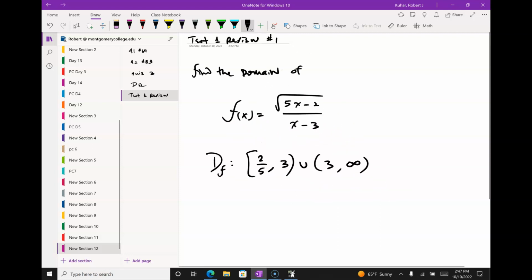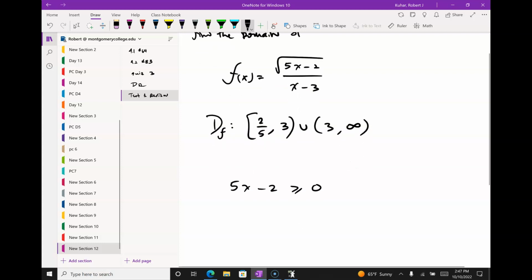I've got only 2 rules, right? What's inside my square root must be bigger than or equal to 0. So there's my x is bigger than or equal to 2/5. But I also can't divide by 0, right? So x minus 3 equals 0 means x equals 3. That's not allowed, correct?